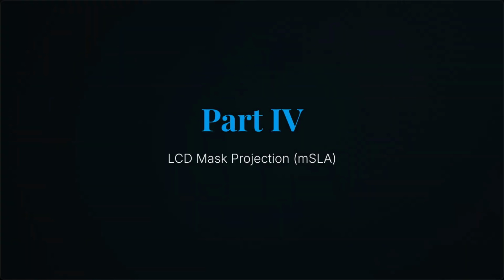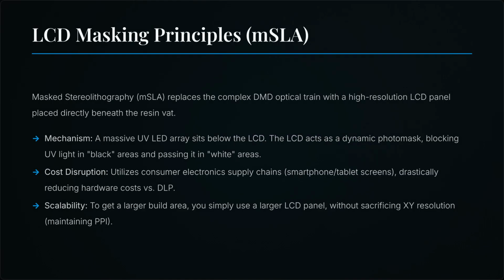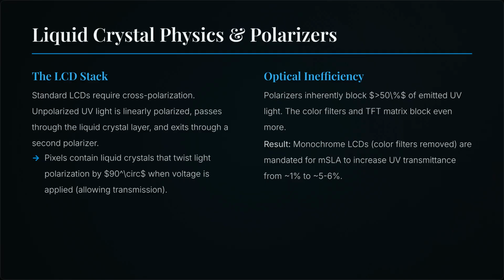Moving to part 4, we discuss masked stereolithography, or MSLA, an accessible alternative to laser or projection-based systems. MSLA uses high-resolution LCD panels as dynamic masks. This technology has significantly lowered the barrier to entry for professional-grade resin printing. The LCD stack must be carefully managed. Standard panels require modifications, specifically removing color filters to allow sufficient UV light transmission for curing.